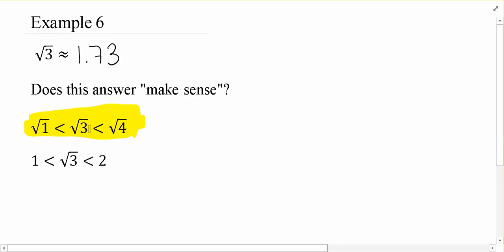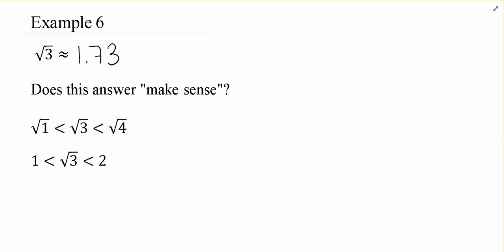So if I took the square root of 1, that'd be 1. If I took the square root of 4, it would be 2. So I know that the square root of 3 is somewhere between 1 and 2. I don't know exactly where, but 3 is a little bit closer to 4 than it is to 1, so it's probably closer to 2 than it is to 1. And sure enough, it is. 1.73 is a little closer to 2 than it is to 1. So it does make sense that our answer is about 1.73.